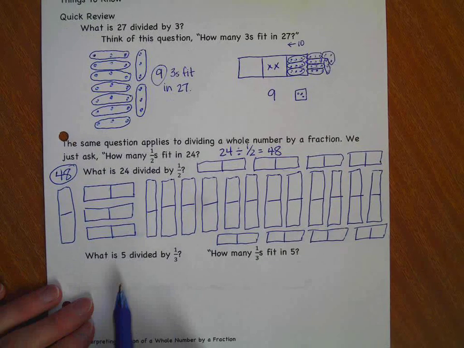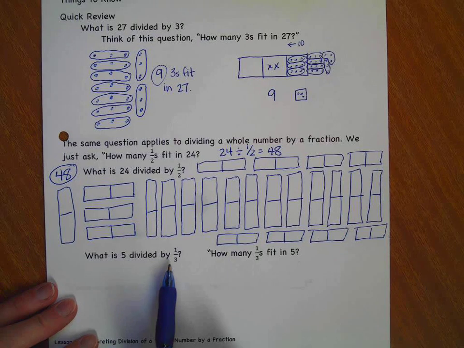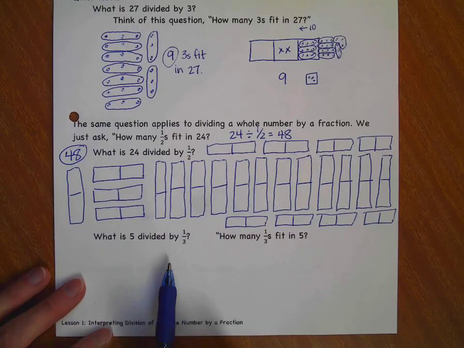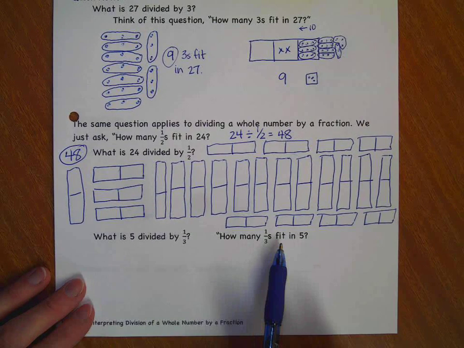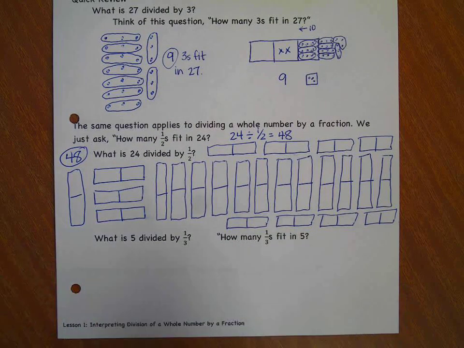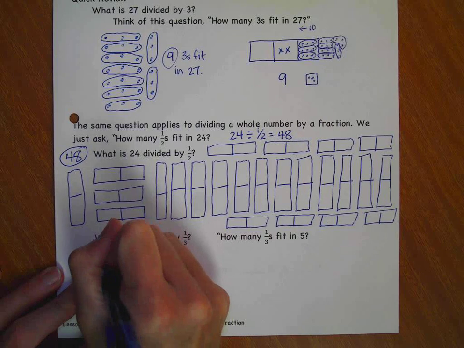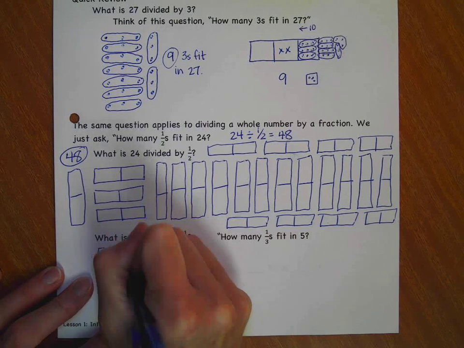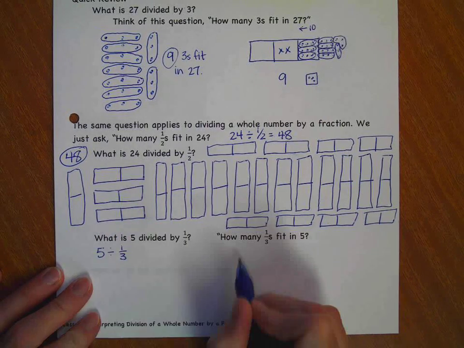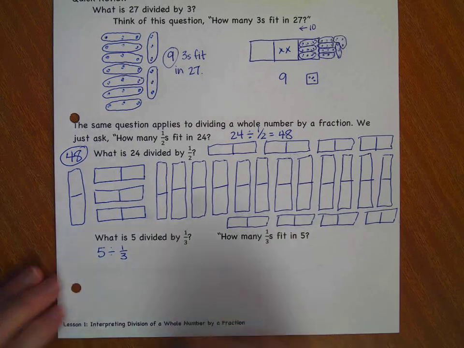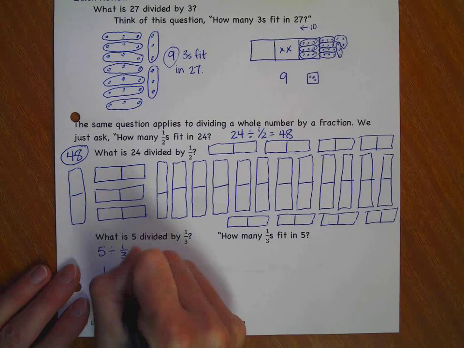Okay, so now let's try the next one. What is 5 divided by 1/3? So remember the pattern. You have to ask yourself, how many thirds fit in 5? So if you're doing the algorithm, we would write it like this. So 5 divided by 1/3. Remember, you're asking yourself how many thirds fit in 5.